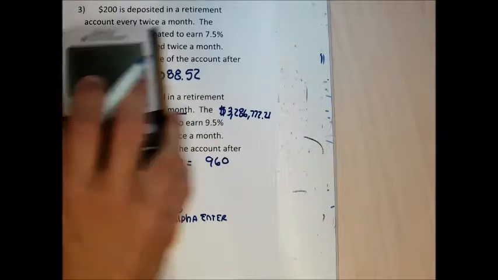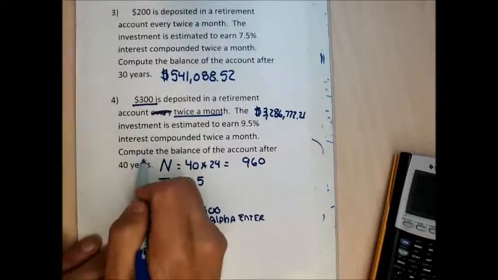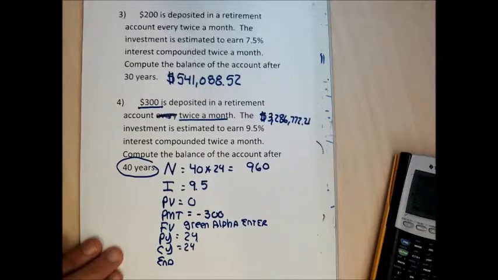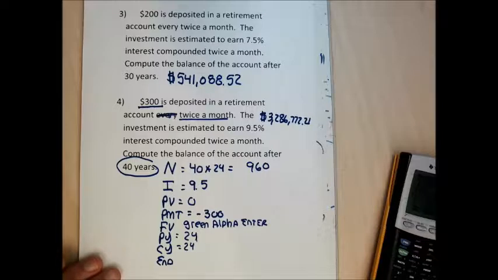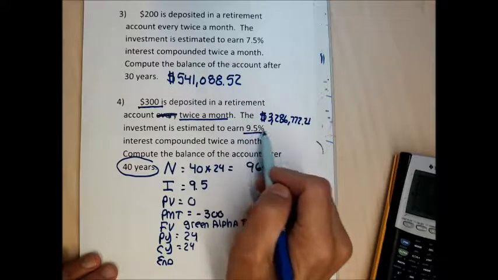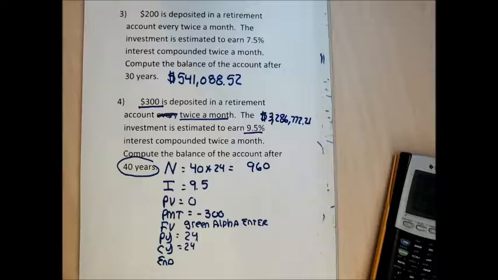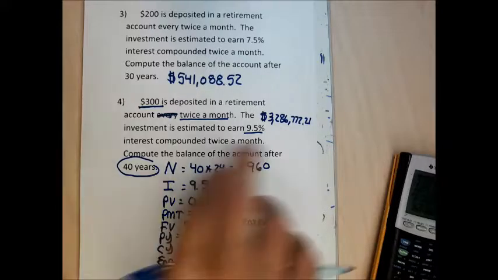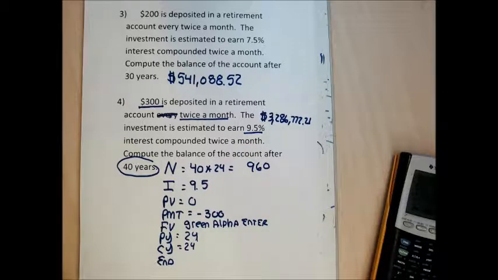$3,286,772.21. The big deal here, 40 years is a great amount of time. That made the values get really big, but this 9.5% was almost equally impactful in terms of the amount that it grew to in the future, the $3 million.